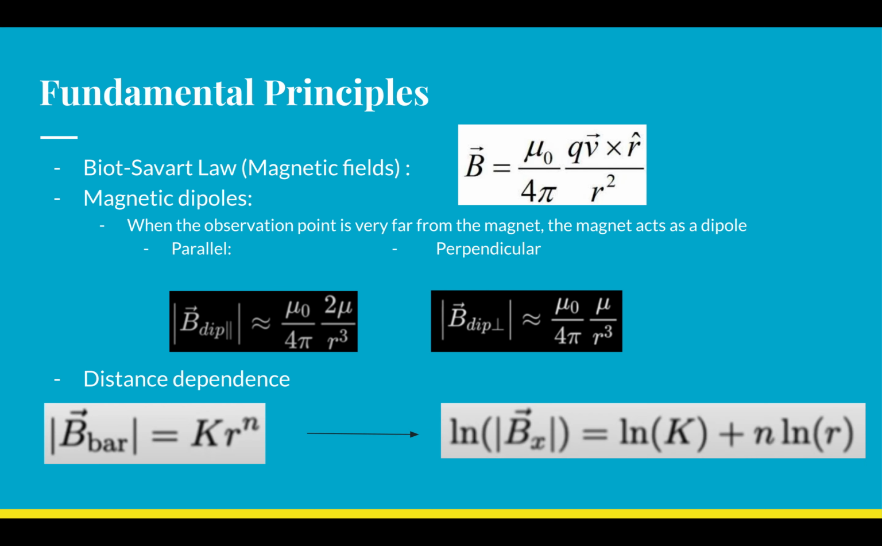Some fundamental principles. First, we have the Biot-Savart law, which is the equation that you see right here for magnetic fields. We also have the magnetic dipole, and so basically this is when the observation point is very far from the magnet, then the magnet acts as a dipole. When the observation point is parallel to the magnet, then we use this equation, and when it's perpendicular, we use this equation. And then finally, we have the distance dependence formulas right here that we're going to be using in the first part of the lab.